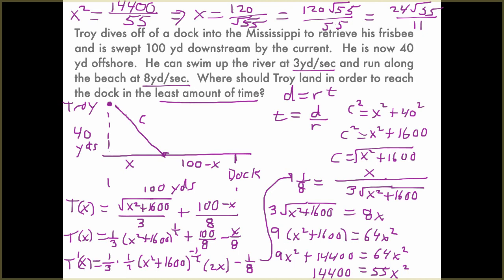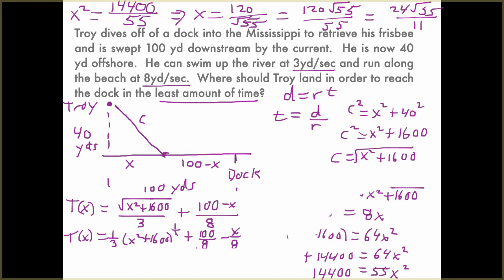So this is my x value. This is my critical point for this problem. If we took the negative side of this, it wouldn't make sense because we can't have a negative distance in this problem. So we have 24 square root of 55 over 11, and this is in yards. What we have to do now is test our endpoints and our critical point to see which way is going to be the least amount of time. So I'm going to have to erase some of this down below so we have room. I'm going to erase the derivative piece so I have some room to work with. This is a very long problem.